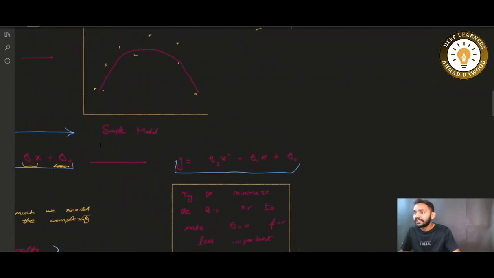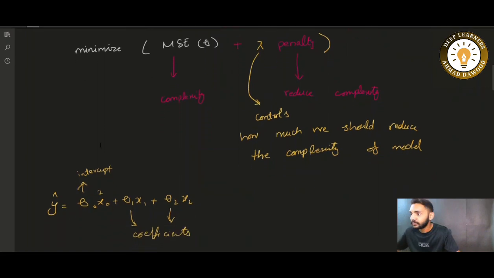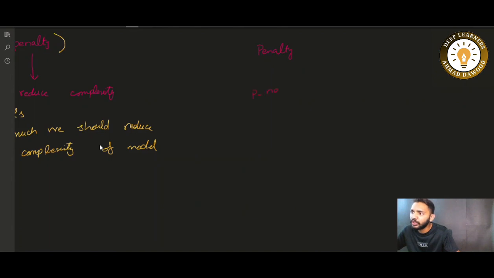Now, here I was saying how the penalty reduces the complexity. For the penalty, we usually use a p norm function of the parameters. What is a p norm? In mathematics, a norm is a function from a real or complex vector space to non-negative real numbers. Euclidean distance is also an application of the L2 norm.